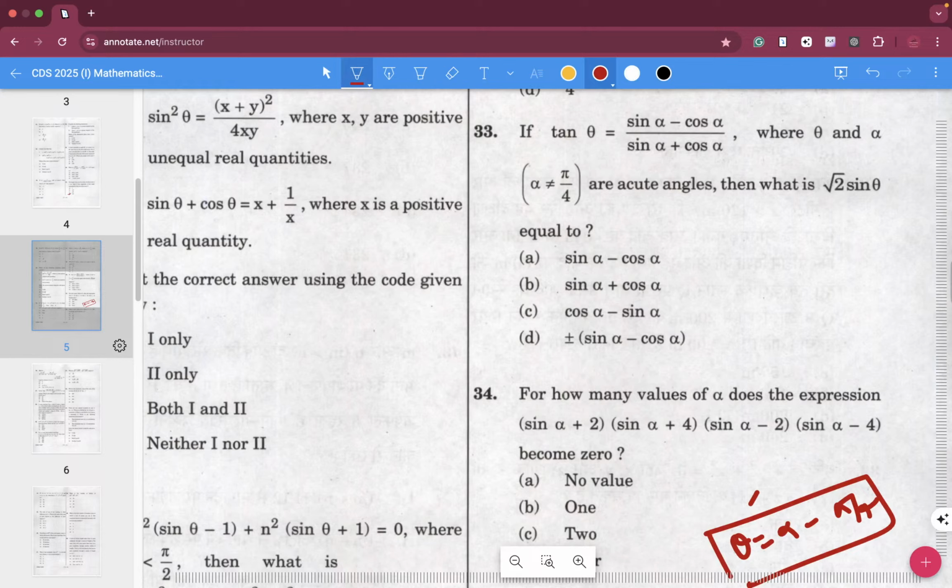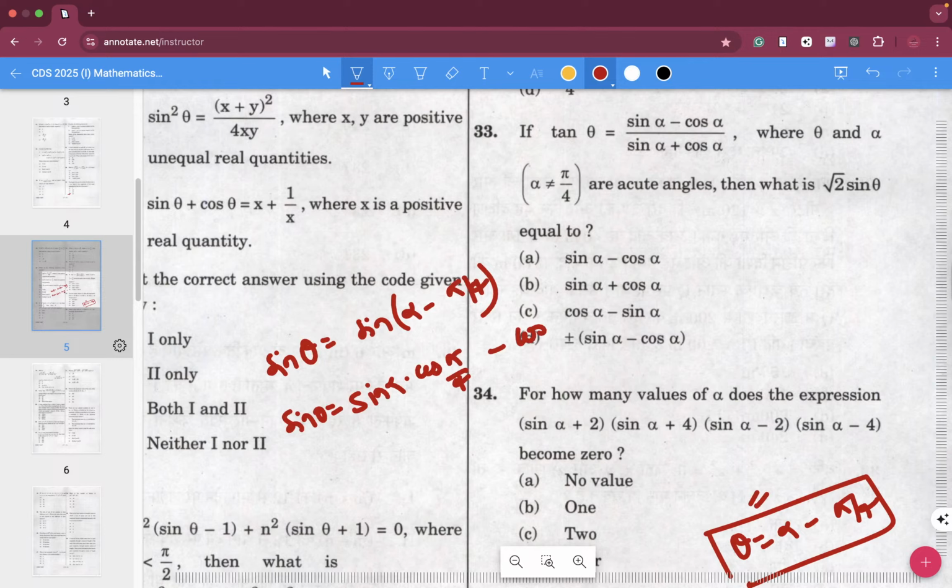Now from this, if you apply sine on both sides, which means sine theta is equal to sine of alpha minus pi by 4. Is that what we have? Sine theta is equal to, sine A minus B is given by sine A cos B minus cos A sin B, right? Cos pi by 4 is how much? Cos pi by 4 is 1 by root 2. Sin pi by 4 is how much? Again 1 by root 2, right?